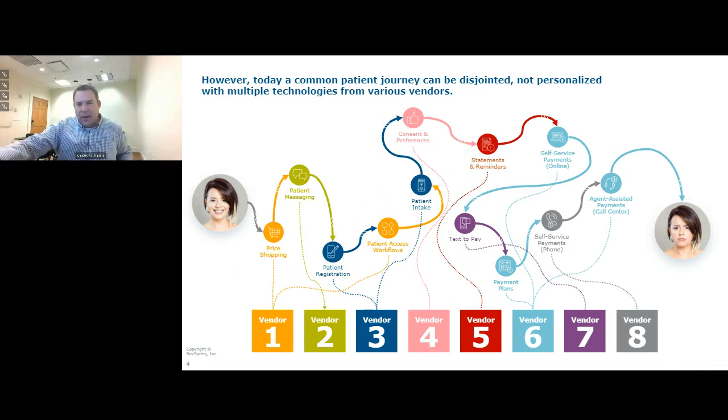Now, the association that I'd like to make in terms of this environment is that in most of these environments, maybe 1 or 2 are associated with a single vendor, but generally it is 1 or 2. It is not the breadth of the experience that you can create in terms of a conjoined experience where data is flowing naturally, where information that we understand within price shopping or patient messaging is kept through the registration process, and even through the workflow on the patient access environment. These things are disjointed and fragmented, which then does what?